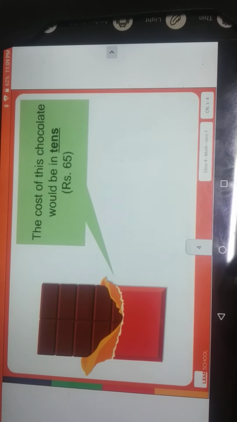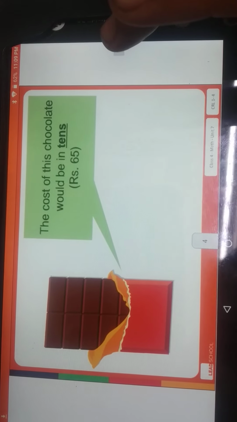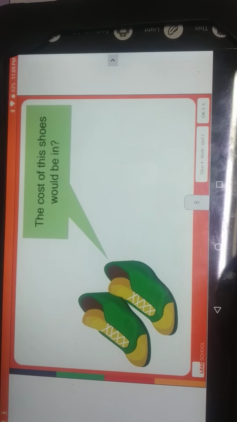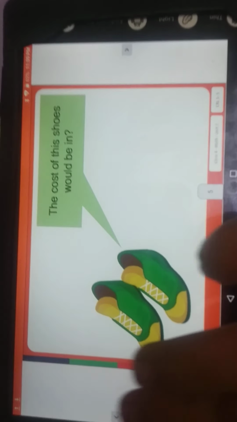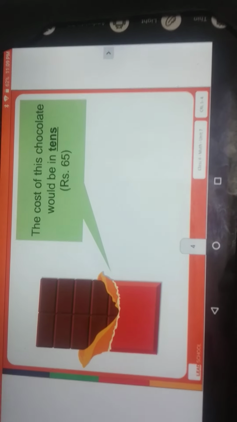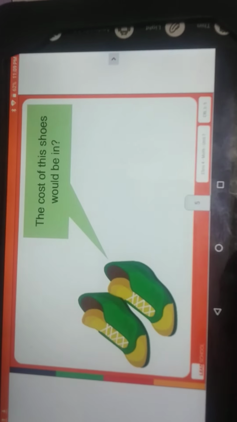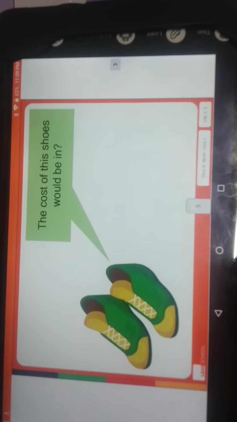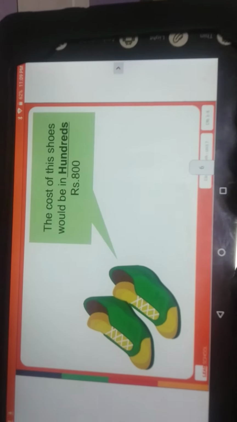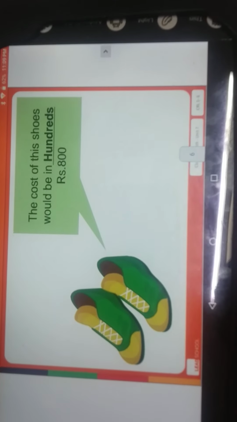65 is there. How many rupees are there? 65 is there. Then the cost of these shoes would be in. कितने की होगी ये शूज, राइट? For example, this chocolate is 65 rupees. But what about the shoes? So the cost of this shoe would be in 800. How many rupees are there? 800. Now one more example we have: mobile phone. The cost of this smartphone would be in.